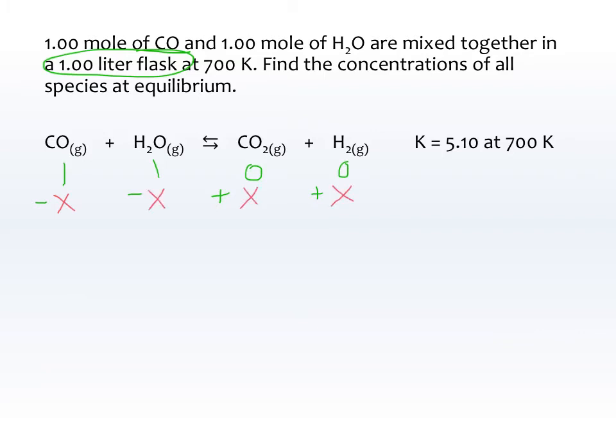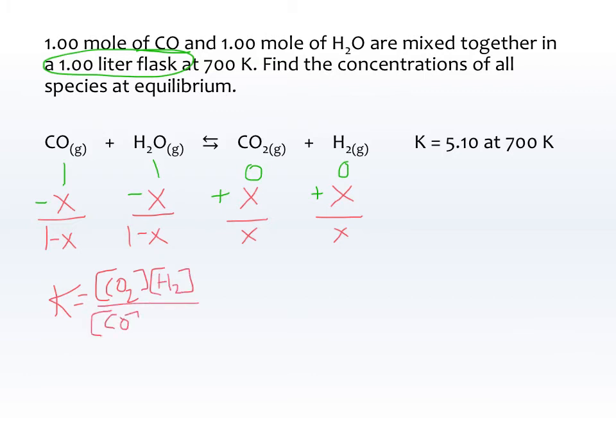CO and H2O will both lose X amount. CO2 and H2 will both gain X amount. So that at equilibrium we have 1 minus X, 1 minus X, X, and X. So now we're going to plug that into the K expression, which means we need a K expression. Here we have CO2 times H2 over CO times H2O.